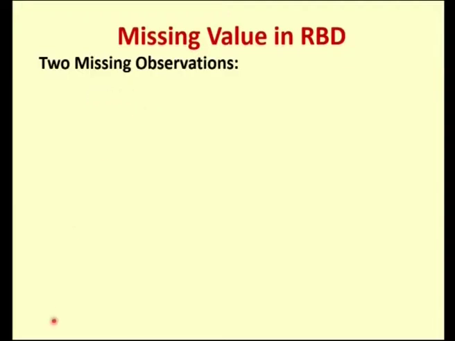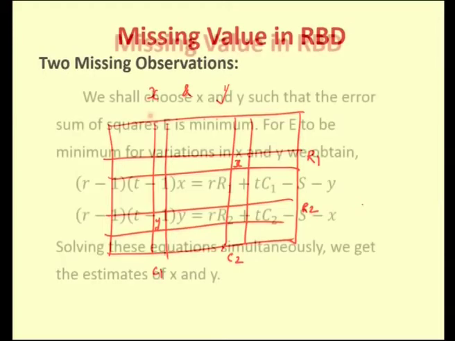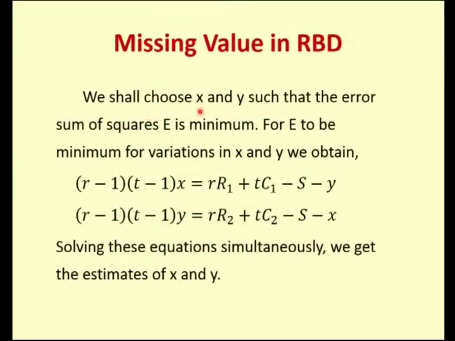So, for the two missing observations, we assume that the missing observations are x and y. So, we have R1, R2 and C1, C2, where R1 is the sum of the row where the first observation x is missing, R2 is the sum of the row where the observation y is missing. So, in the situation when two observations are missing, we shall choose x and y such that the error sum of squares E is minimum.